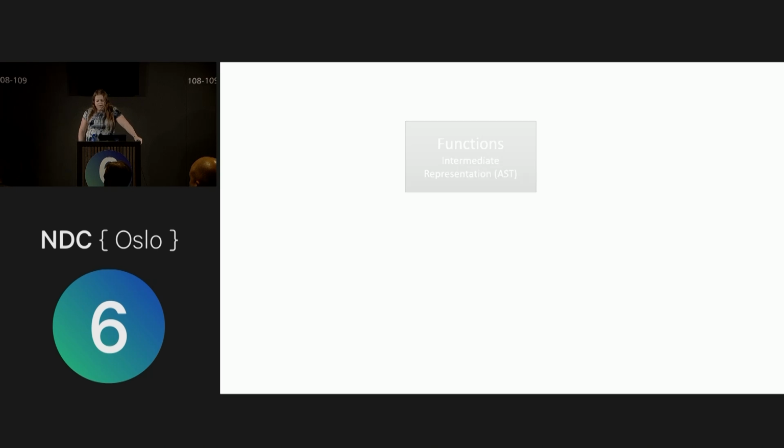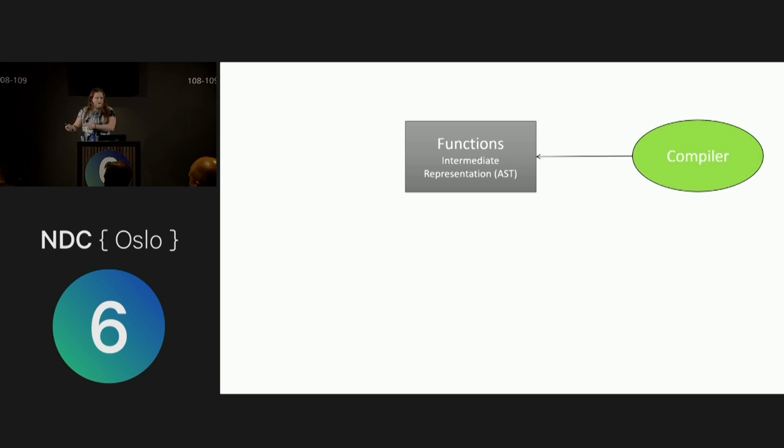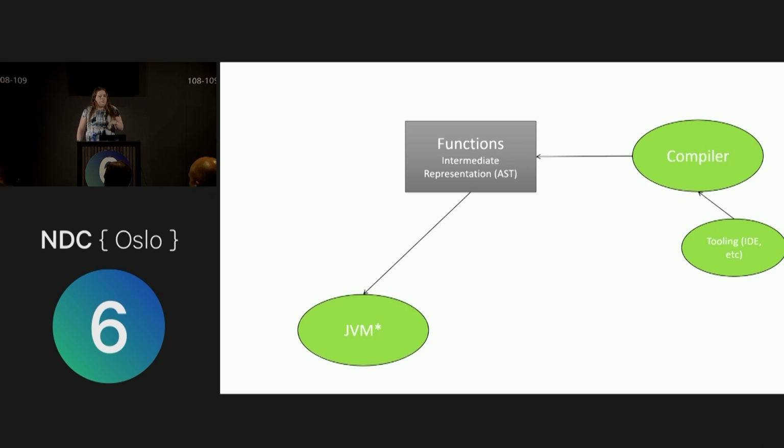So how is MethodScript organized? We have the functions, which are the intermediate representation, the AST. There's a compiler that takes the source code and spits out this AST. There's tooling, so there's an IDE and stuff that kind of sits on top of that. These get output to the JVM, which is currently the reference implementation and the most complete implementation, and this is what's running in Minecraft.